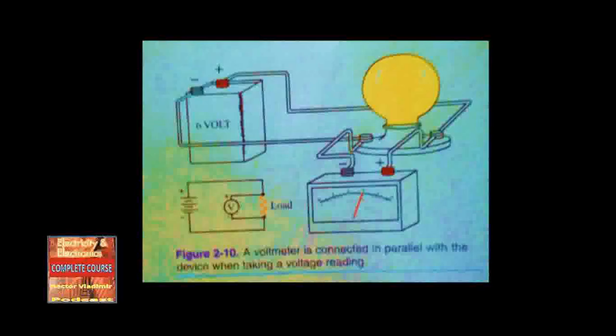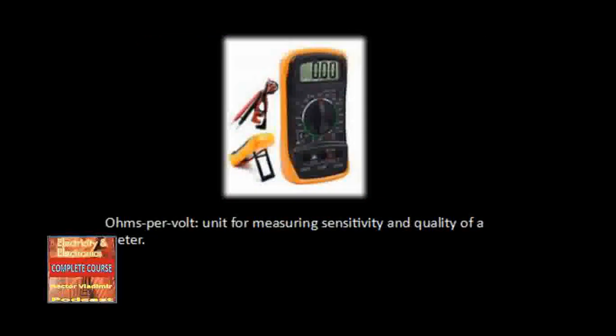Caution. A voltmeter is always connected in parallel or across the circuit. To measure a voltage, the circuit does not have to be broken. See figure 2-10. As with the ammeter, when measuring an unknown voltage, always start measuring with the meter set on its highest range. Adjust downward to the proper range to avoid damaging the meter. In addition, be sure that the leads are connected with the correct polarity. The black lead is negative and the red lead is positive. Figure 2-10, a voltmeter is connected in parallel with the device when taking a voltage reading.